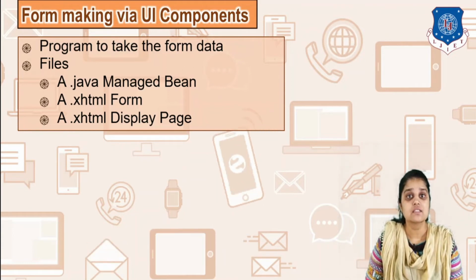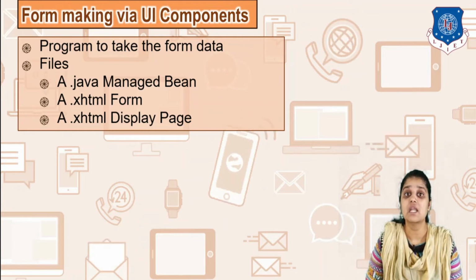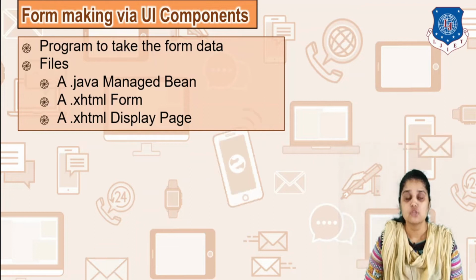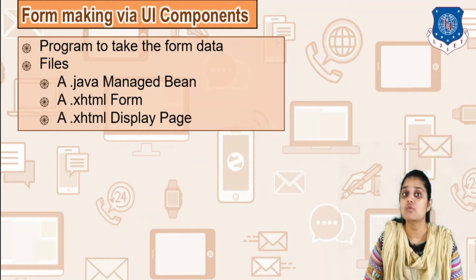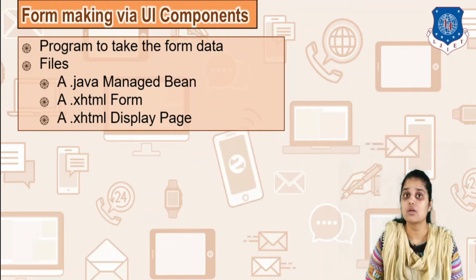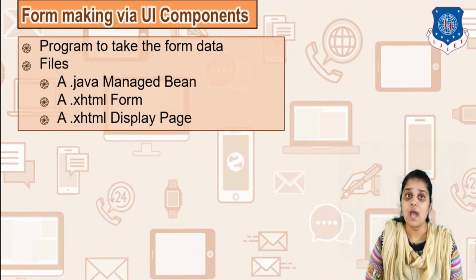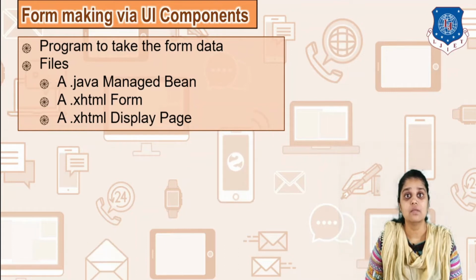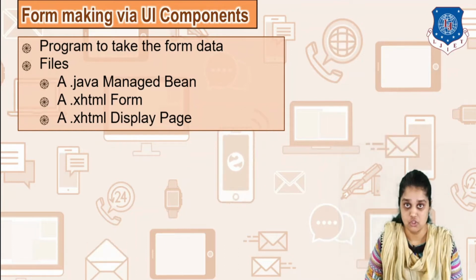Second is an XHTML form. Whatever pages you make in JSF will be in XHTML form. Whenever you create a page, it will not be HTML, it will not be .jsp, but it will be .xhtml. And whenever you have a .xhtml page, that means it is a JSF page.